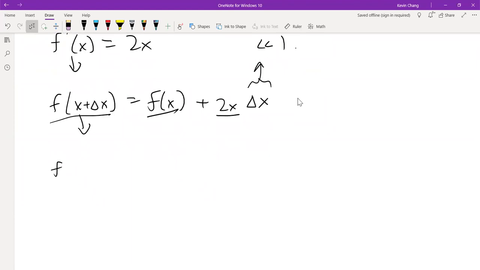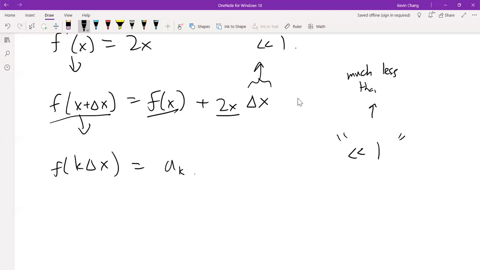So let's write everything in terms of delta x. So f of k delta x, let's say this is equal to some number a of k. So a of k is going to be a sequence here. This symbol, double less than 1, means much less than 1. So it's a very, very small number, something maybe like 10 to the minus 9 or 10 to the minus 6. These are all very small. So that's what it means. Essentially, we're making a sequence here with a of k.